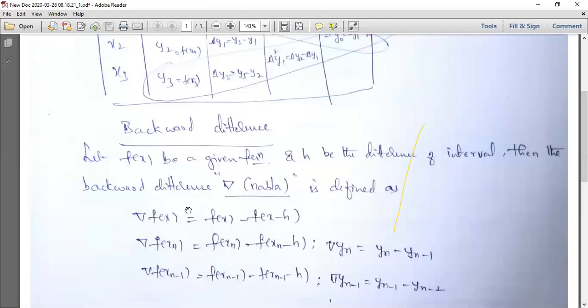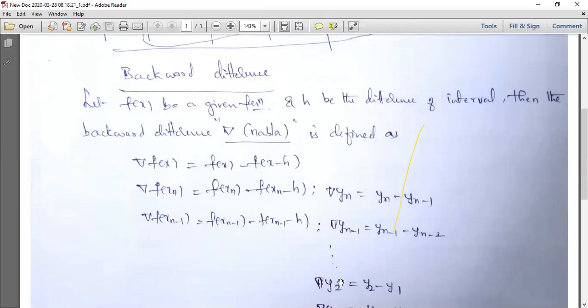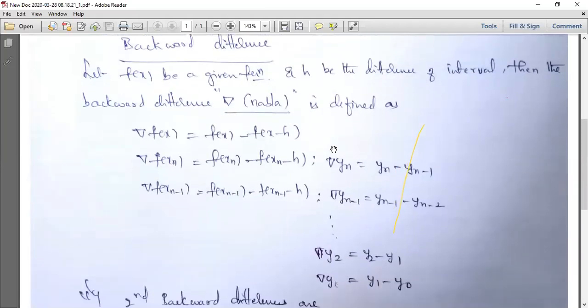Delta and nabla into f of x is equal to f of x minus h. From this governing equation, we represent delta into y1, nabla into yn minus 1, and nabla into y2. So, increasing to decreasing way in the backward form. The forward form is decreasing to increasing way, isn't it? Ascending order to descending and descending order to ascending terms.